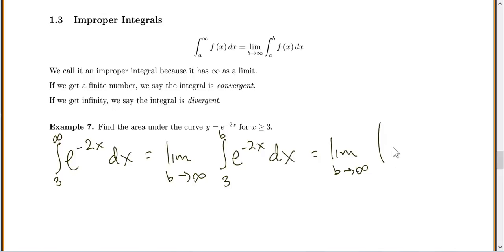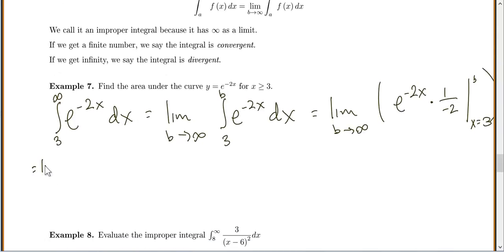And when we integrate, we get e to the negative 2x times 1 over negative 2. That's how you integrate exponentials. And we need to evaluate that from x equals 3 to b. So I still have my limit here. You have to write it quite a few times. So let's see. If we plug in b first, this is going to be negative e to the negative 2b over 2 minus negative e to the negative 2 times 3 over 2.